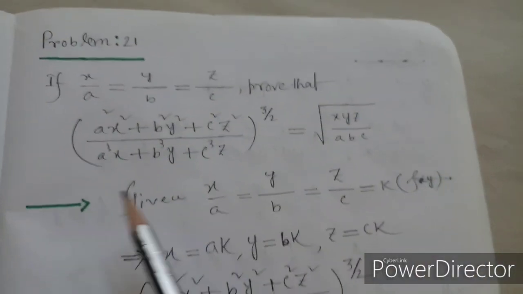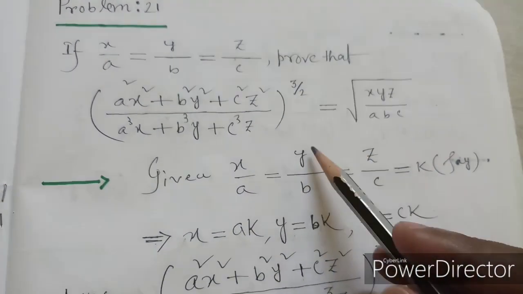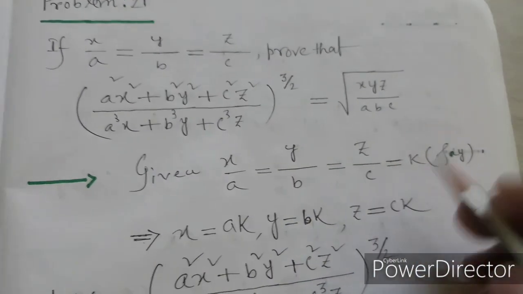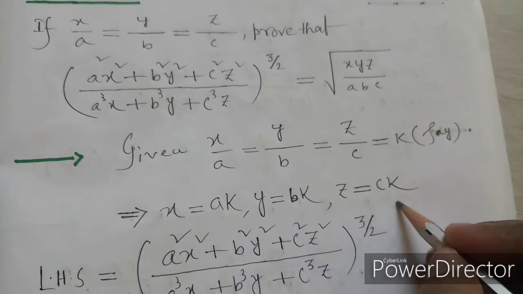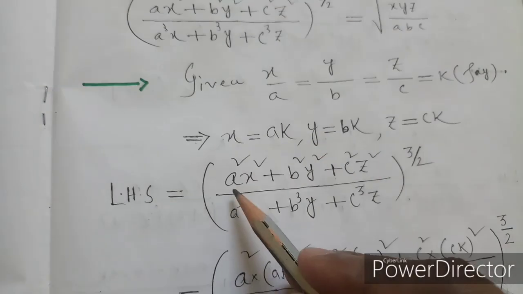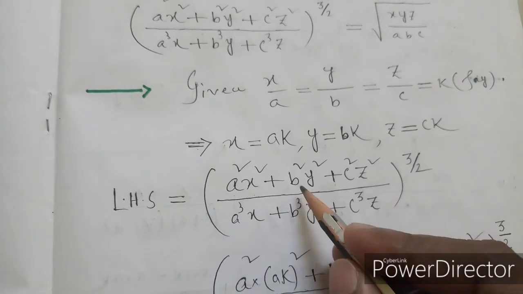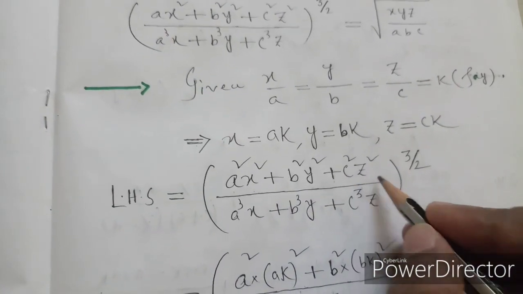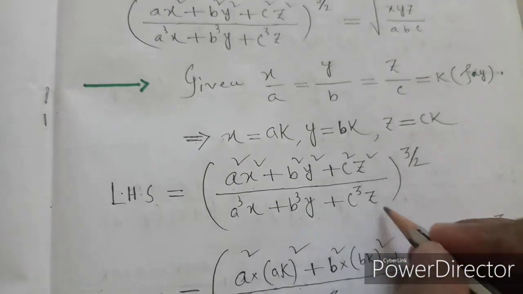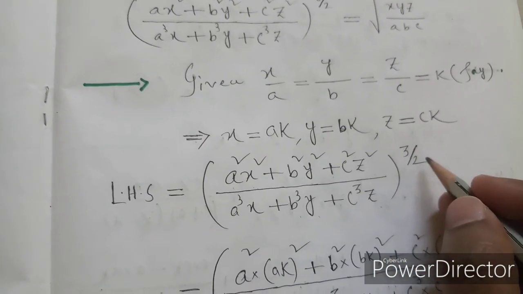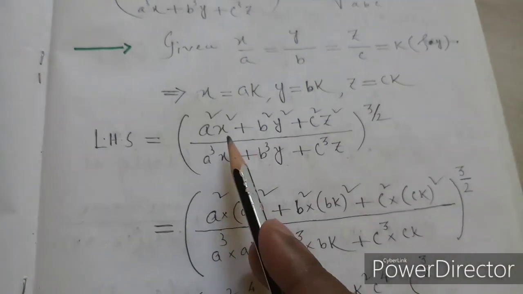How to show it? Given x/a = y/b = z/c = k, say, then x = ak, y = bk, z = ck. Left hand side: (a²x² + b²y² + c²z²)/(a³x + b³y + c³z) whole to the power 3/2. And what is the value of x?